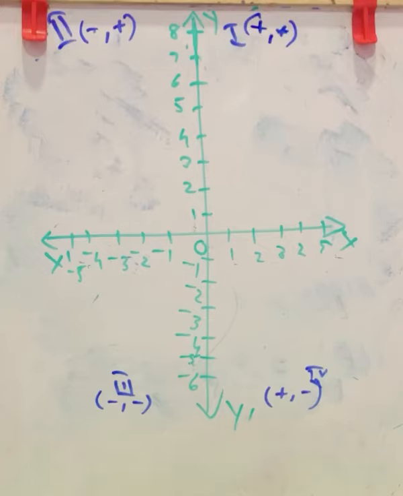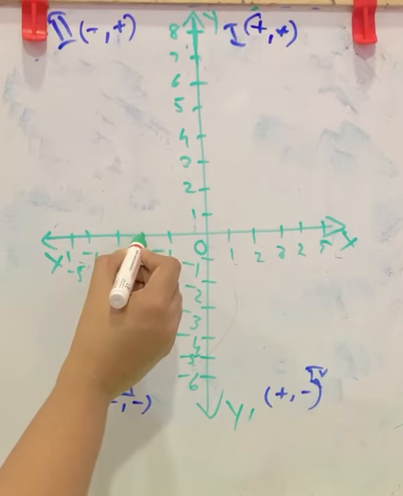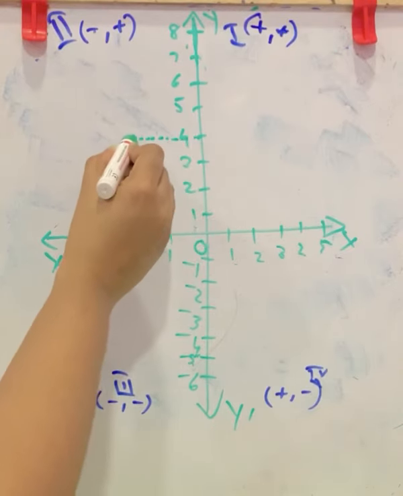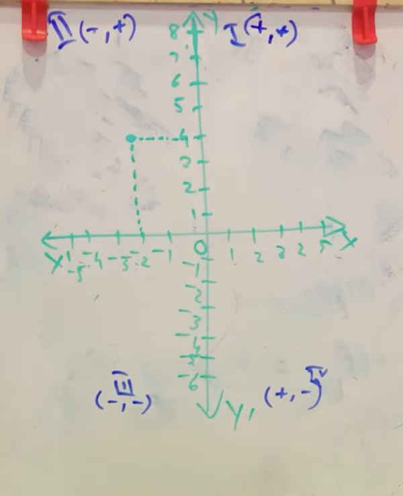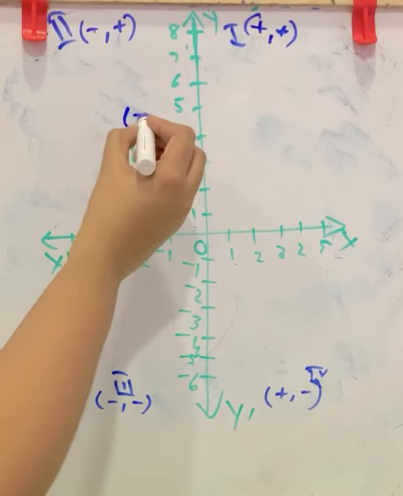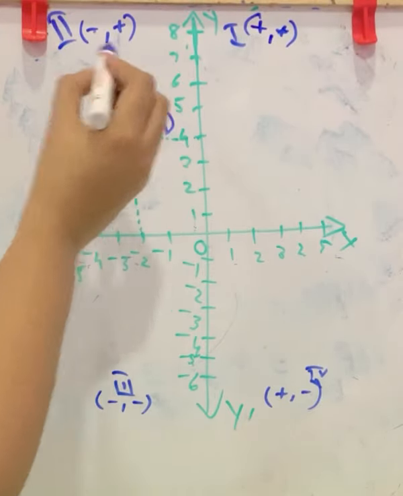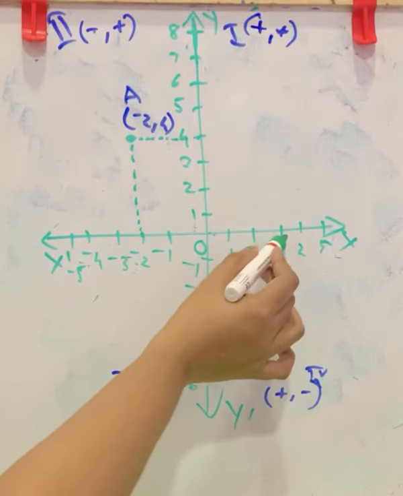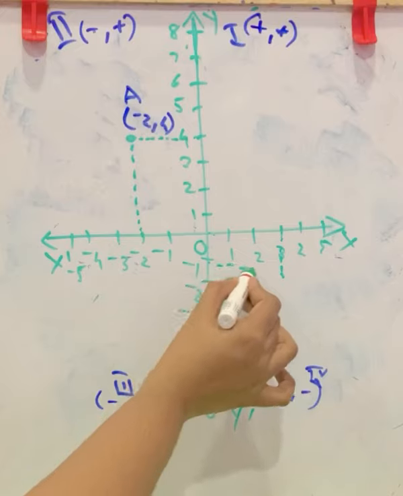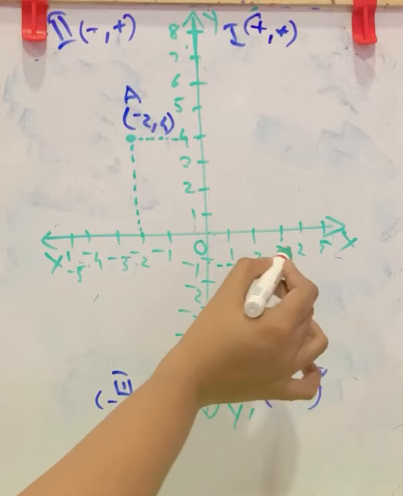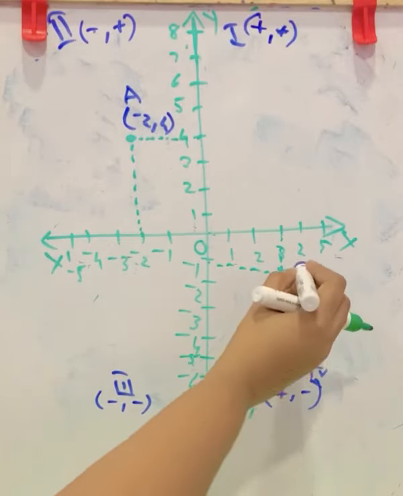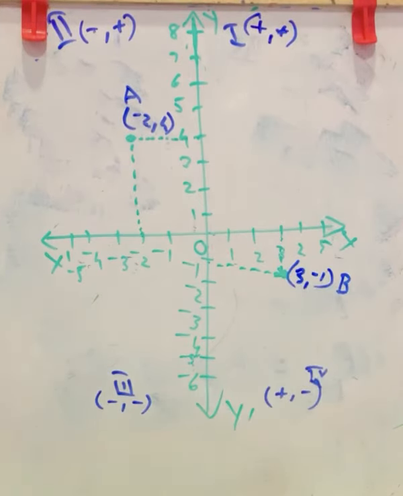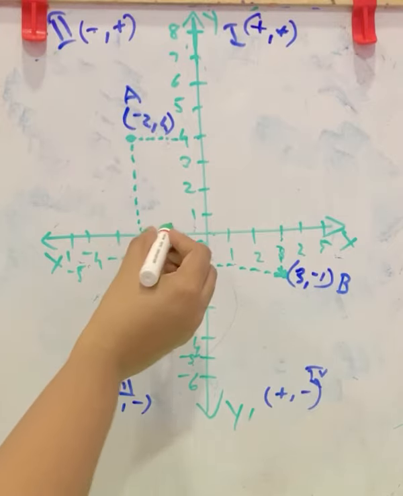First is -2, 4. You can draw a dotted line from -2 and from 4, and the meeting point will be the -2, 4. Here we get -2, 4. Let us name it as A. Next is 3, -1. 3 is here, -1. This is -1. So this point will be 3, -1. This is B.